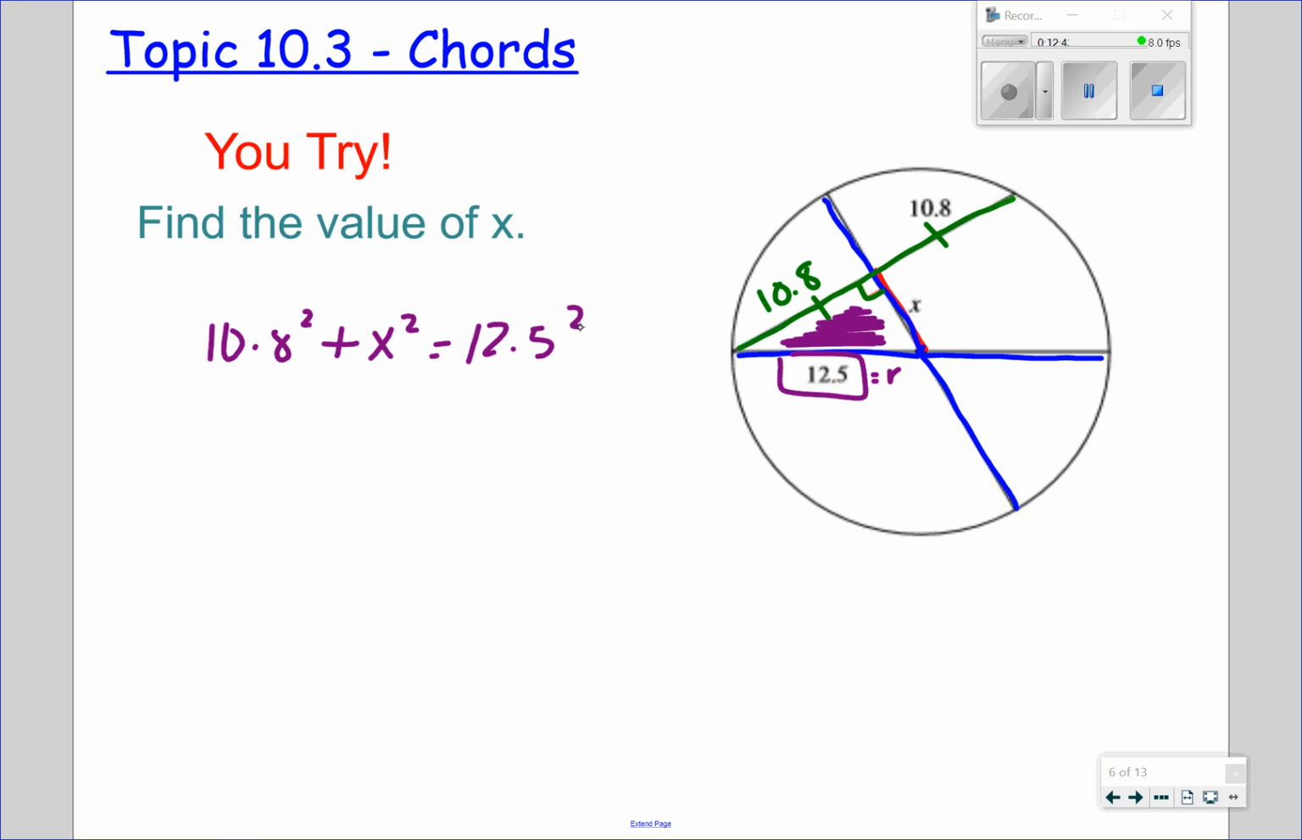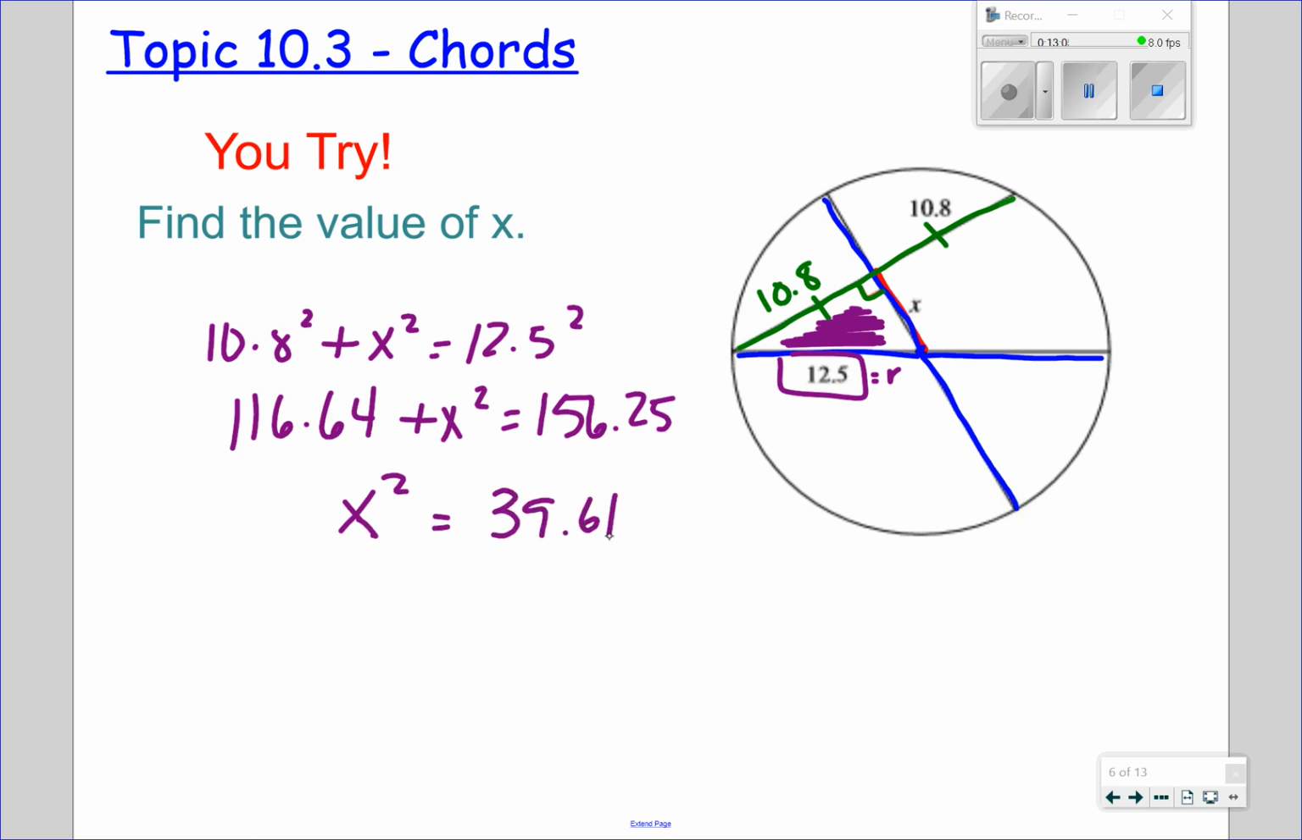10.8 squared is 116.64. Notice I'm not rounding. Then we have our x squared here. 12.5 squared gives you 156.25. To get x squared by itself, we're going to subtract this 116.64. So we'll be left with x squared equals 39.61. And then x would be the square root of that, which you should get 6.3. So that means x is 6.3.